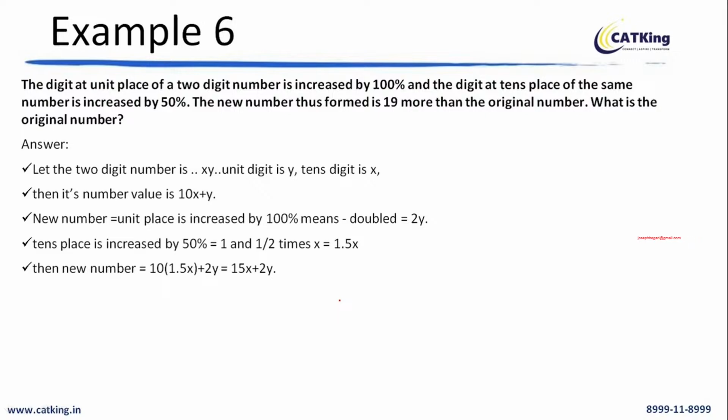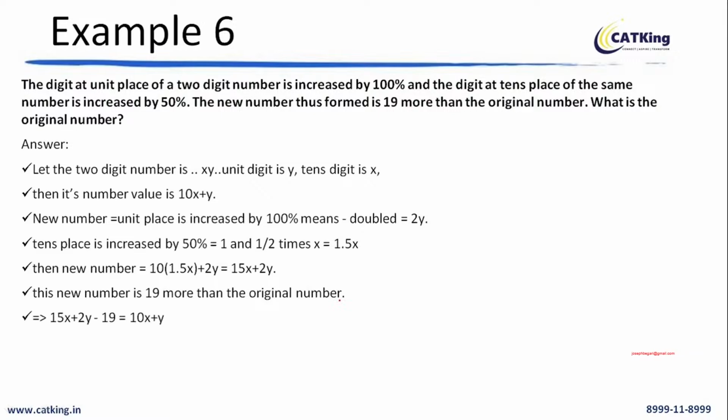So the new number will be 10 into 1.5x plus 2y, which is 15x plus 2y. Simple. Now this new number is 19 more than the original number. Meaning 15x plus 2y is 19 more than 10x plus 5. So basically I will subtract 19 from the new number and the original number will come. So 15x plus 2y minus 19 is 10x plus 5.